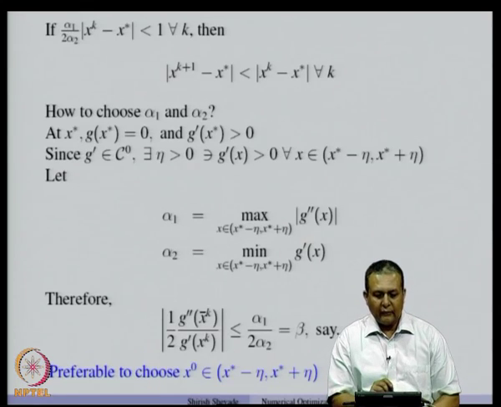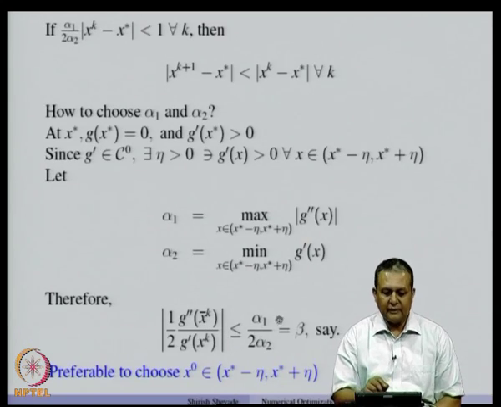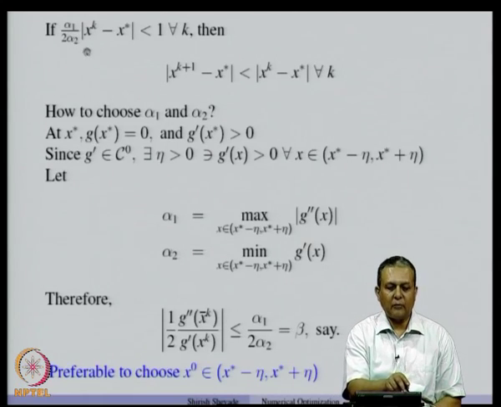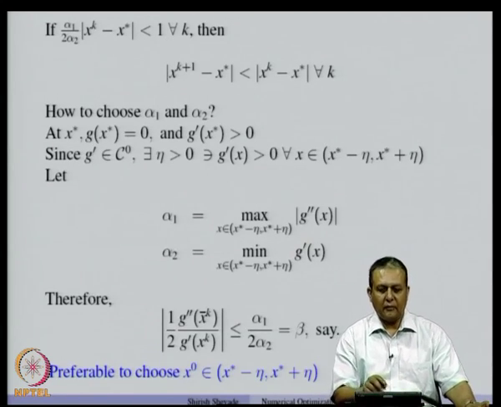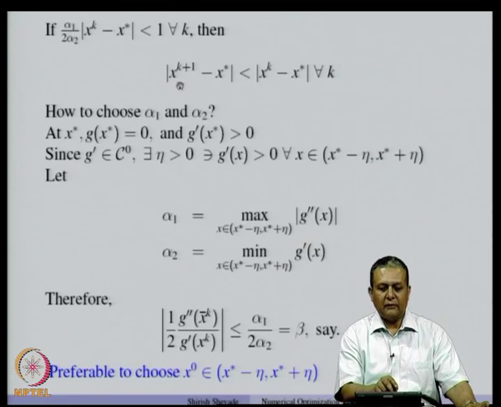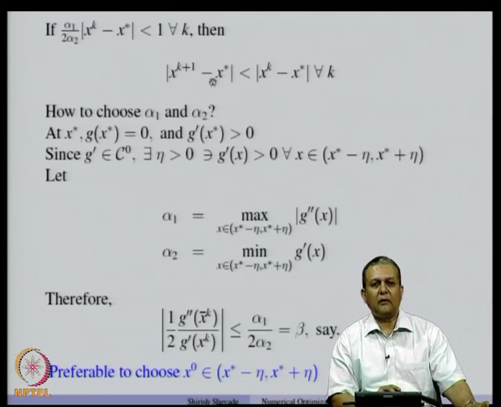Now, it is important for us to choose x naught to be in the interval x star minus eta to x star plus eta. Then we can show that this inequality holds, and if x naught is chosen properly, then we have this quantity which is less than 1, and then the sequence in which mod of x_{k+1} minus x star is less than mod of x_k minus x star for all k.